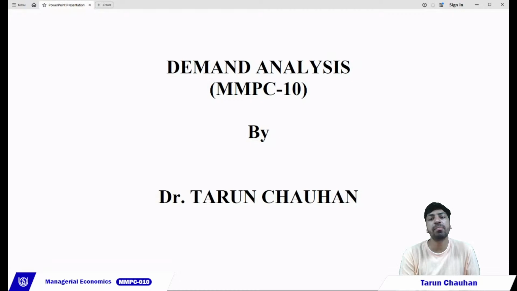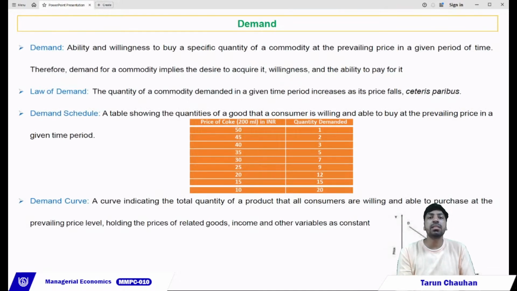Going to learn demand analysis: what is demand forecasting, what is demand all about, what are its types, what are the exceptions of demand where the law of demand doesn't apply, and what are the elasticities of demand. That comes under demand analysis in detail. So today we are going to learn about it all. Let's begin with the basic concept, that is demand.